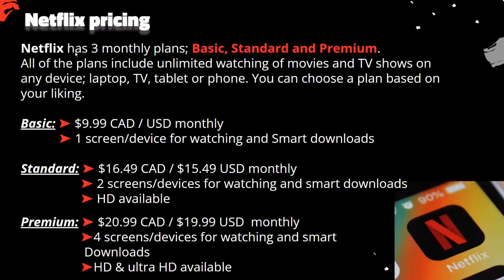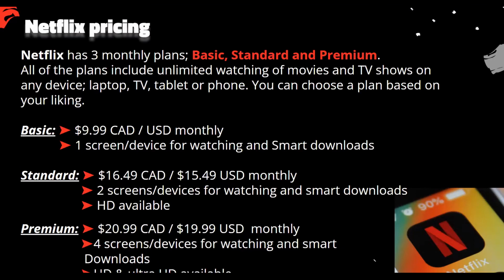So Netflix pricing is, as I said before, it has 3 monthly plans: the basic, standard, and premium. And all of the plans include unlimited watching of movies and TV shows on any device, laptop, TV, tablet, or phone. And you can choose a plan based on your liking. So again, here are the basic prices and some of the features that come with each of them.